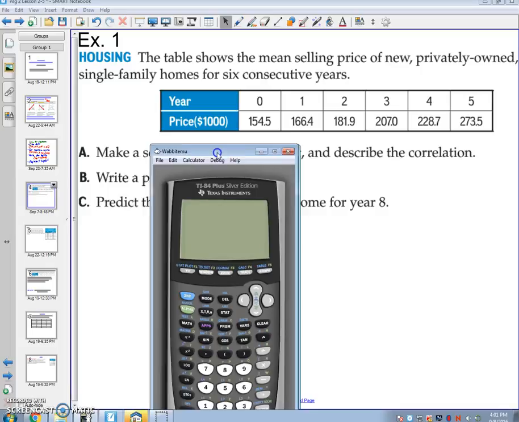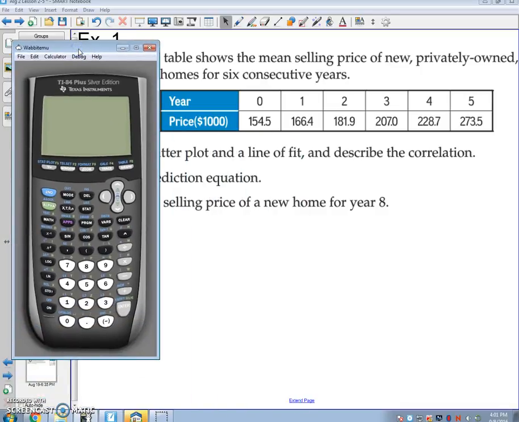So you should be able to see this. In your calculator, you turn it on. You press Stat, underneath delete. You press Edit, so enter. You type the numbers in. L1 will be your year, so 0, 1, 2, 3, 4, 5. And L2 will be your y's. It'll be the prices.